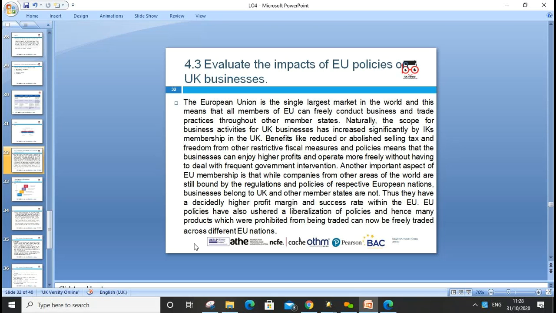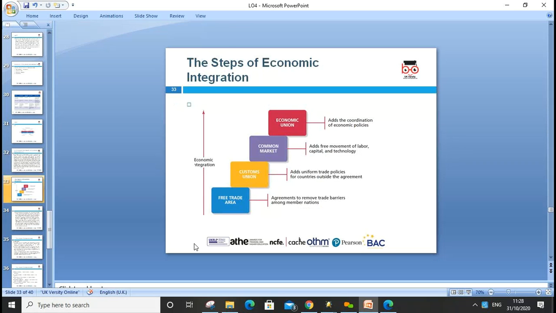The European Union is the single largest market in the world, of course, with 28 countries. UK business has increased significantly through membership of the European Union, with benefits like reduced or abolished sales tax. There is no VAT between a registered EU supplier and a registered UK supplier. But after 31st December, things may be different, so at that point we need to look at what new arrangements will be.